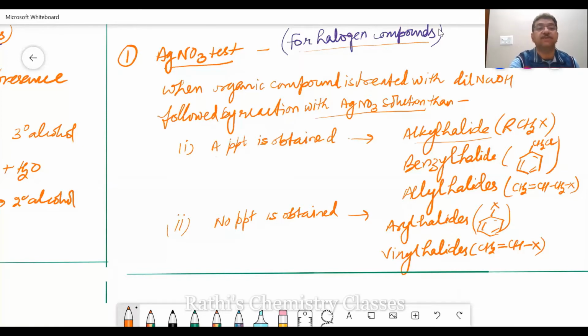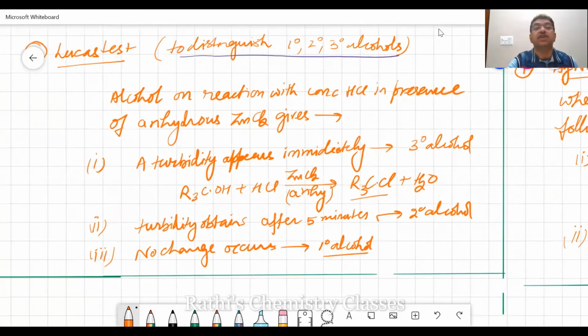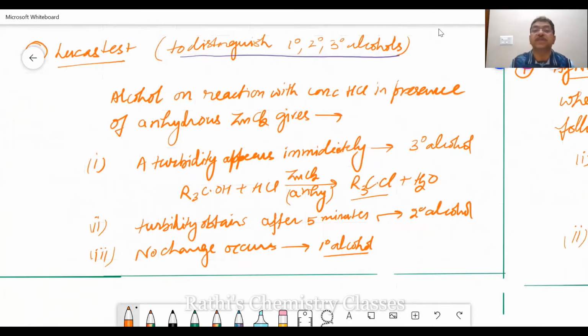Now, the next test which we have to discuss is the Lucas test to distinguish 1 degree, 2 degree, 3 degree alcohols. Lucas reagent is concentrated HCl with anhydrous ZnCl2. So when alcohol is treated with concentrated HCl in presence of anhydrous ZnCl2, then there are three possibilities. One is turbidity. Turbidity means the precipitate is obtained immediately. Then it is a 3 degree alcohol. Tertiary alcohol will be there.